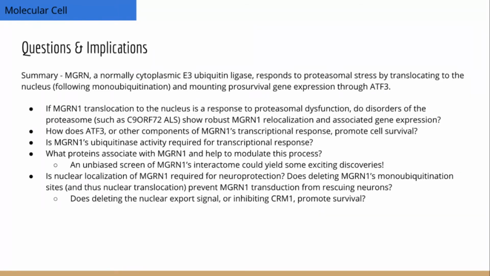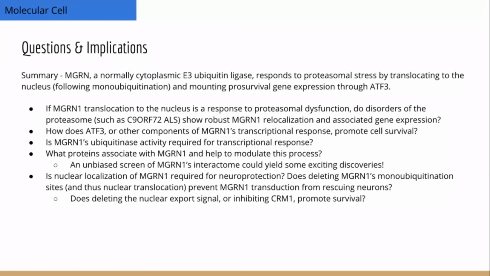But what is perhaps unique and interesting about MGRN1 is that this normally cytoplasmic protein responds to proteasomal stress by translocating to the nucleus. And there it mounts the subsequent pro-survival transcriptional response, mainly through ATF3. Thus, MGRN1 may be the primary signaling route by which proteasomal stress is being translated into compensatory gene expression for survival. So all of that is pretty amazing.